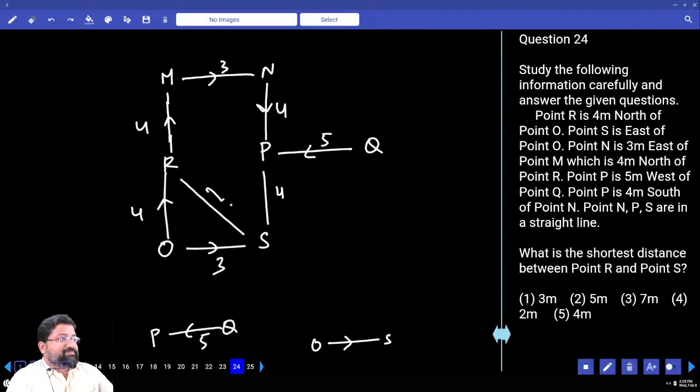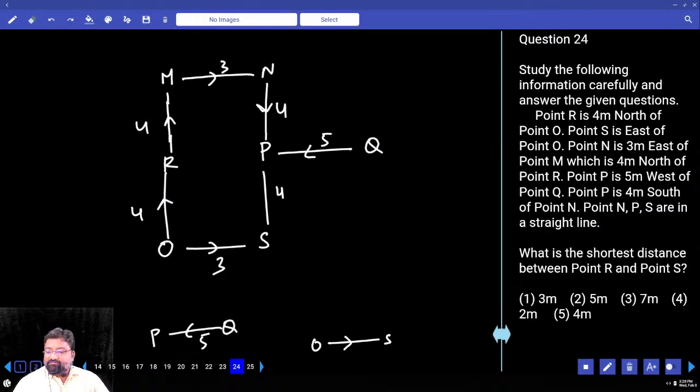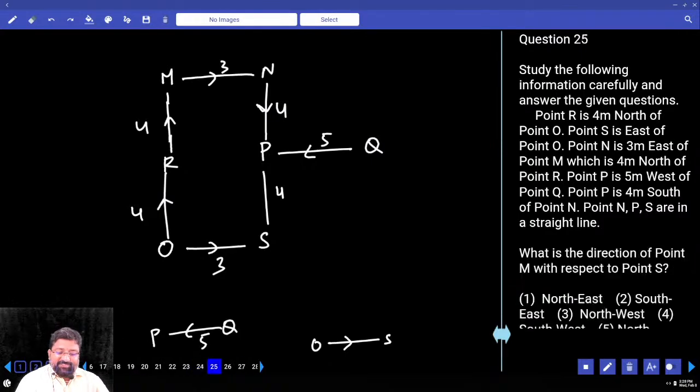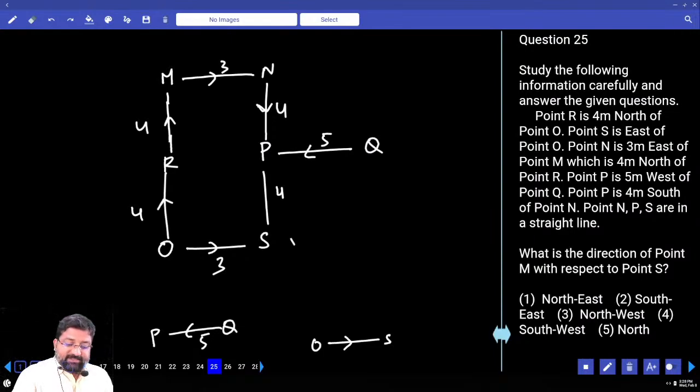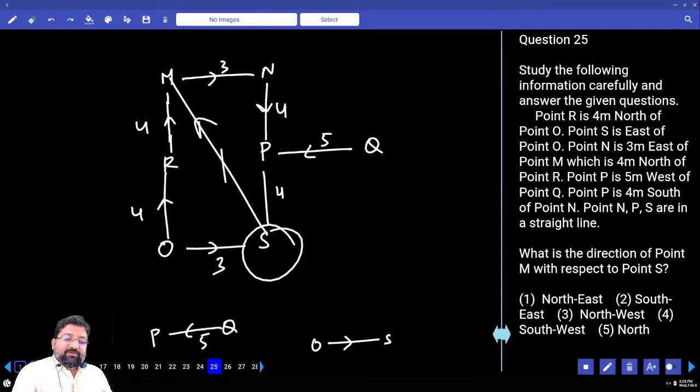9, 12, 15, right? Good. These shortcuts will help us, you can get the answer without calculations also. What is the direction of point M with respect to S? What is this? Northwest.